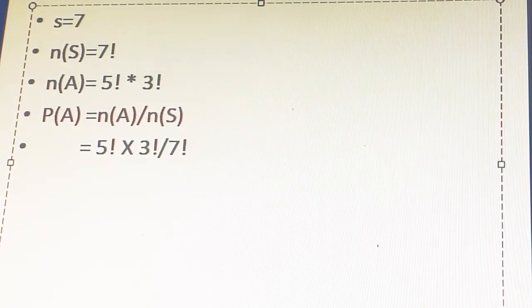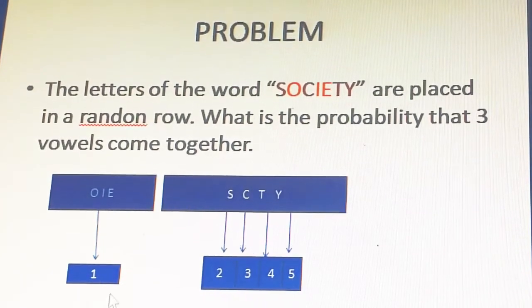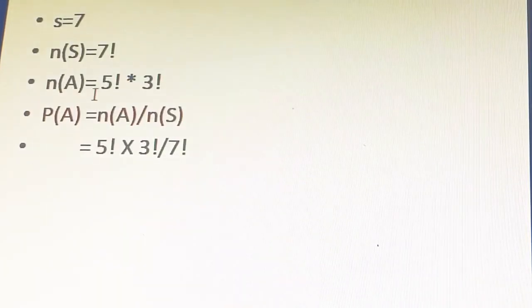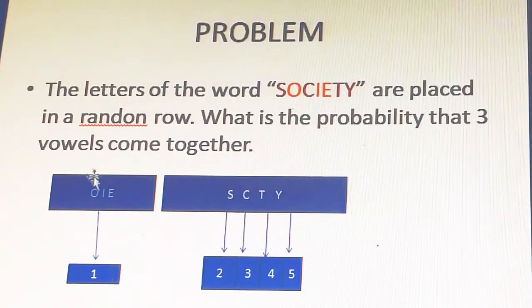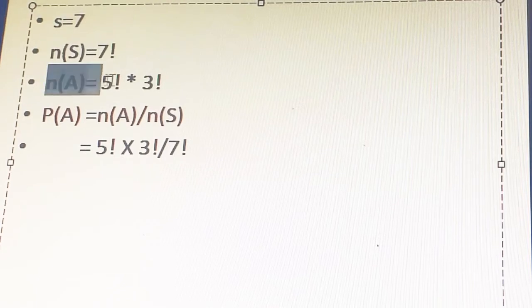How did we get 5 factorial? Since we took OIE as 1, the remaining letters are 2, 3, 4, 5. So total letters are 5, giving 5 factorial. Then we have to see how the vowels are arranged. How many vowels are there? Three vowels, so they can be arranged in 3 factorial ways. So you have to multiply 5 factorial times 3 factorial.